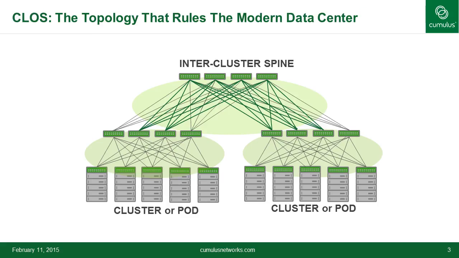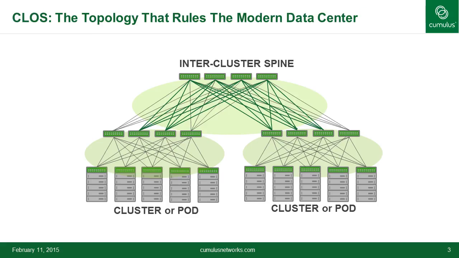This is the topology that rules the modern data center. It's called the CLOS topology, and you can see that there are things like clusters or pods, and multiple clusters, and then there are things like the intercluster spine, which hooks them all up. For those of you who are not familiar with CLOS, unfortunately, this would not be a great step to getting into details, but just as a basic understanding, it's a very rich topology that allows you to scale and is also a very simple building block.